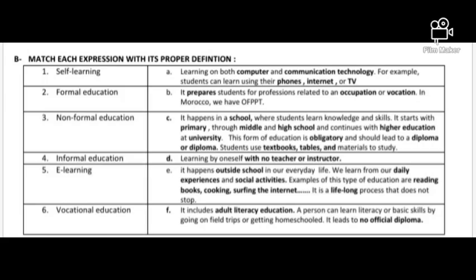The second exercise is matching. So match each expression with its proper definition. We have other types of education. We have self-learning, formal education, non-formal education, informal education, e-learning, and vocational education. You can match them with their definition. It depends on places, on people involved, for example, on the characteristics in general.